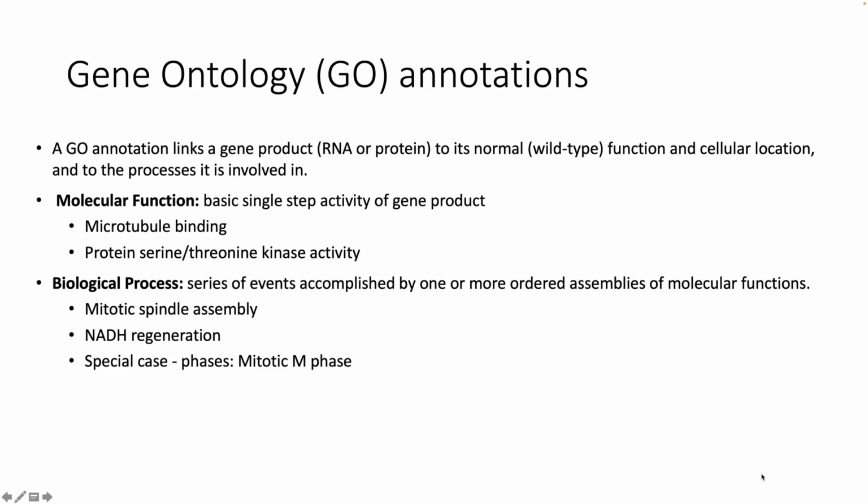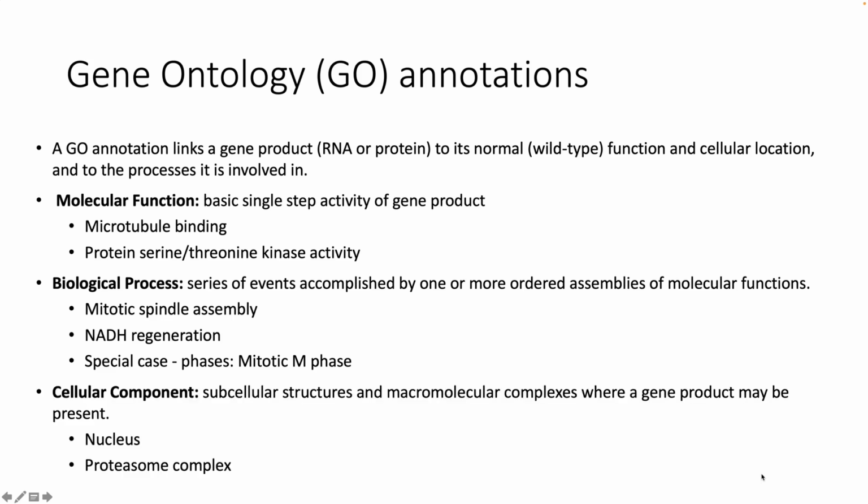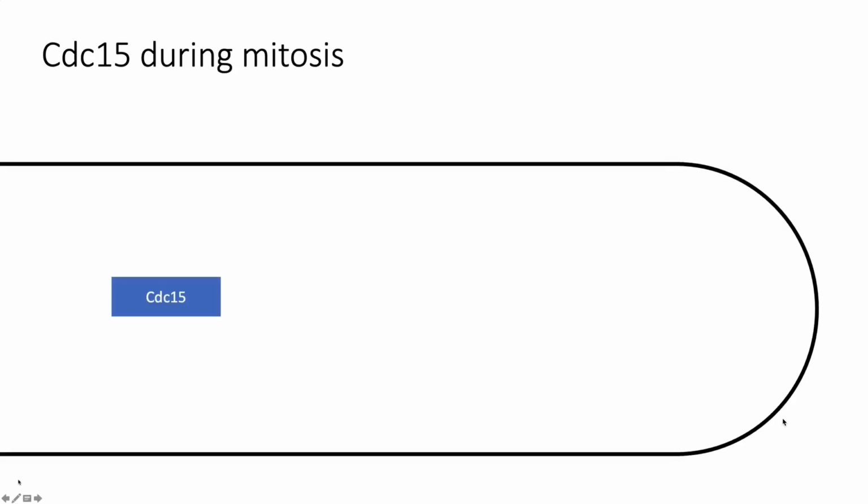This cannot be used to directly annotate a gene product, but they can be used in annotation extensions, as you will see later. Finally, we have cellular component annotations that indicate the subcellular structures and macromolecular complexes where a gene product may be present. Some examples are the nucleus and the proteasome complex. To better understand GO annotations, let's look at the role of CDC15 during mitosis.